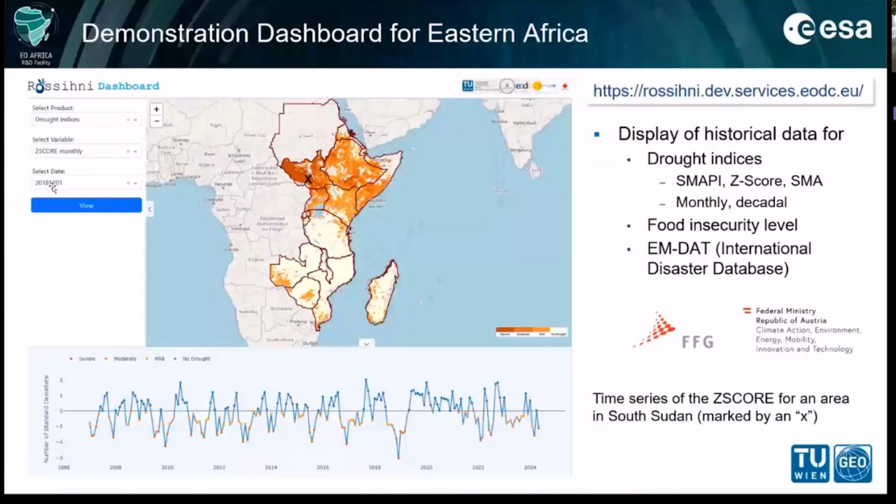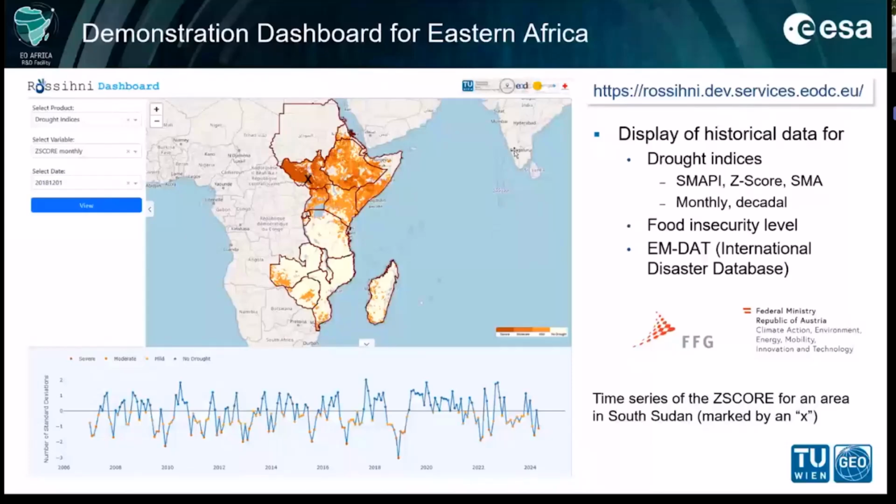For example, this is the year 2012, the month of December. And then you can click on one point, and for that point, you would show for the Z-score how it changes over years. Yeah, this was just a research project, so it's more or less a demonstrator dashboard, so we don't have any near real-time data in there.